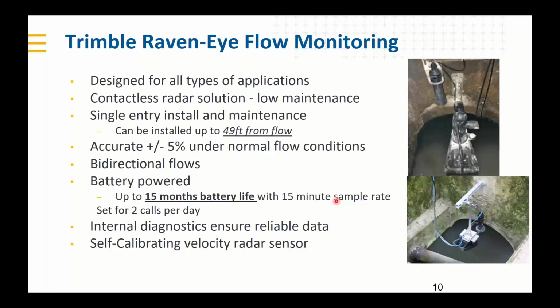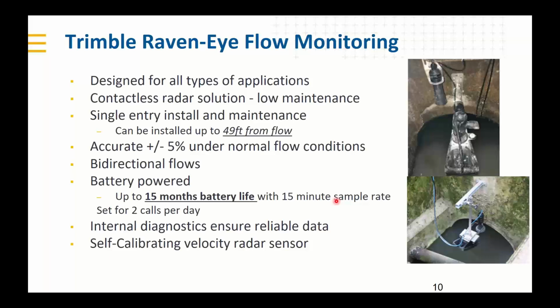We also have built-in internal diagnostics with the Raven-Eye. We have a built-in pressure, temperature, and humidity sensor. So if there are any issues with the Raven-Eye, if there's any sort of defects on there, we can track those 3 different measurements and set alerts and alarms into it so that you can be notified ahead of time before anything goes wrong with the sensor itself.